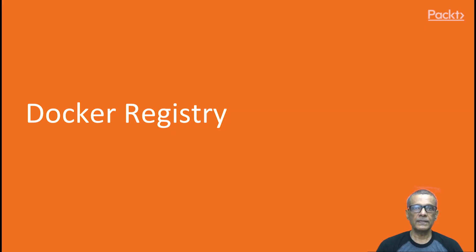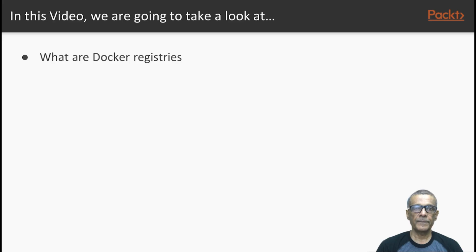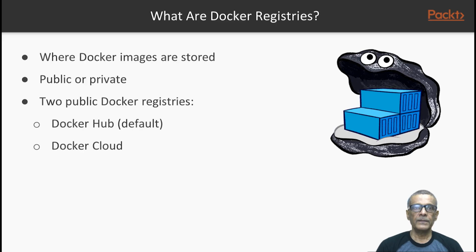What are Docker registries? A Docker registry is where Docker images are stored. As we have seen in the previous section, these images can be public or private. The two public Docker registries are Docker Hub and Docker Cloud. By default, Docker is configured to look for images in Docker Hub.